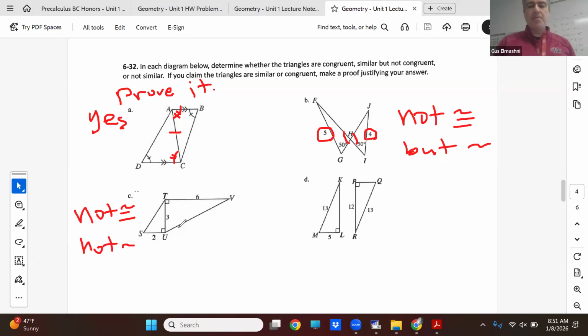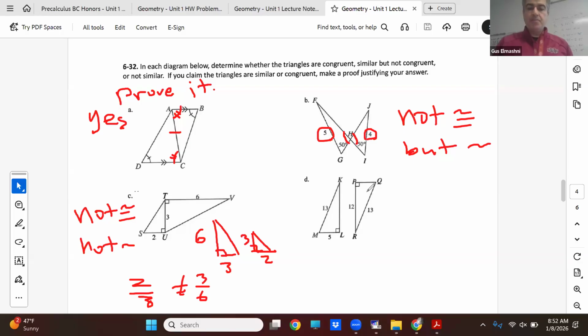Yeah, it's not gonna be similar because what's gonna happen is if I redraw the triangles, where that's 3 and 6, and that's 2 and 3. Are those sides proportional? No. 2/3 does not equal 3/6. So forget about it. That's not gonna work. So we won't worry about C at all.